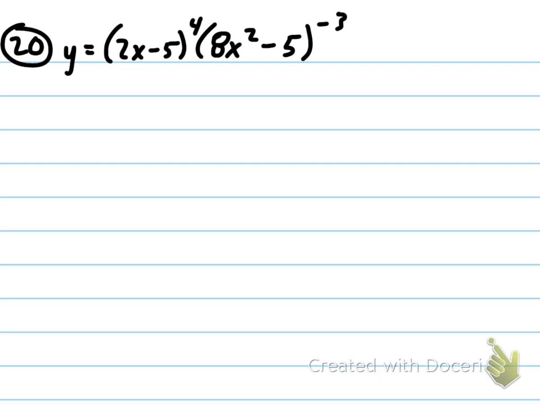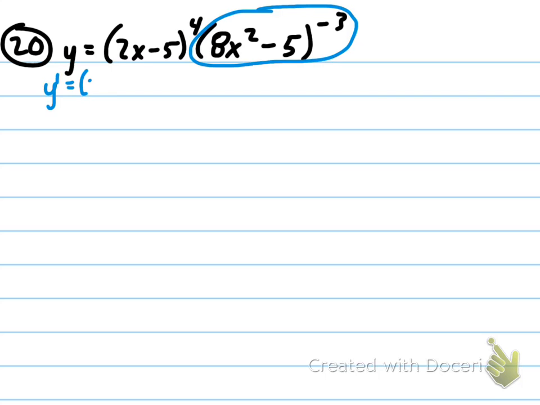And finally, the granddaddy of them all. I'm not sure how you did this problem. If you left it as a product, then fine, I'll do it as a product. If you moved this factor down to the denominator, you could use the quotient rule, and either way it's fine. It doesn't really matter. But anyway, I'm going to use the product rule.